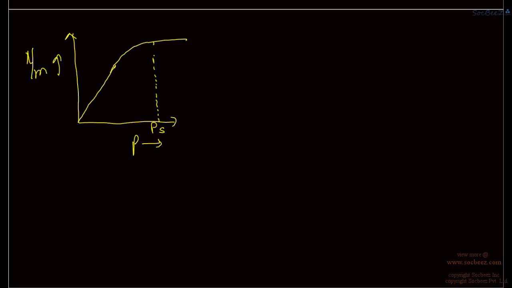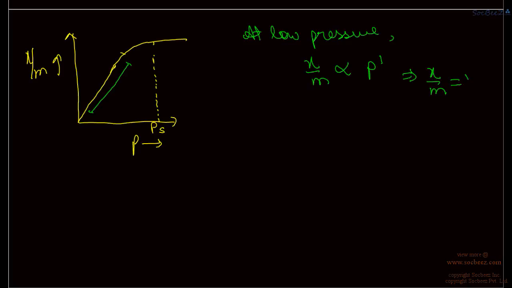Here we can see that at low pressure x by m varies linearly with pressure of gas, throughout this region. Therefore, at low pressure, x by m is directly proportional to P raised to the power 1, or pressure of the gas. So x by m equals Kp at low pressure.